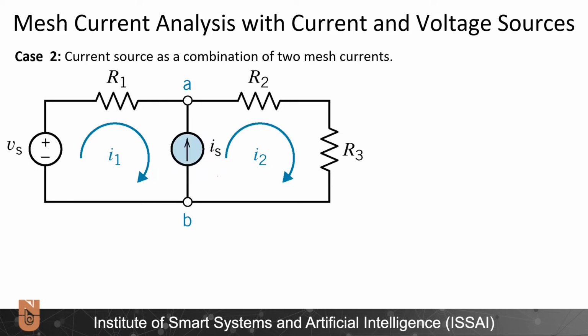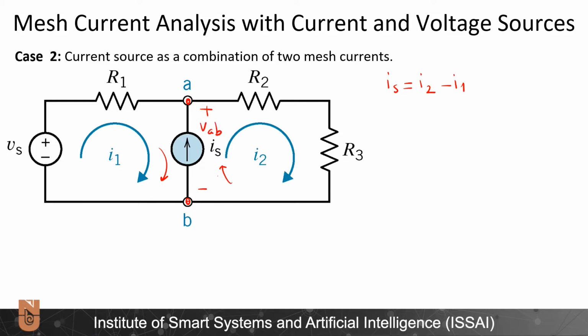And I have another case in which the current source here is a combination of two mesh currents, I1 and I2. Obviously, in this case, I can write one more equation: IS is equal to I2 minus I1, because I2 is in the same direction as IS and I1 is in the opposite direction of IS. However, while I have this additional equation, I have another additional unknown. I don't know the voltage over this current source, so therefore I will define another voltage, which is VAB.